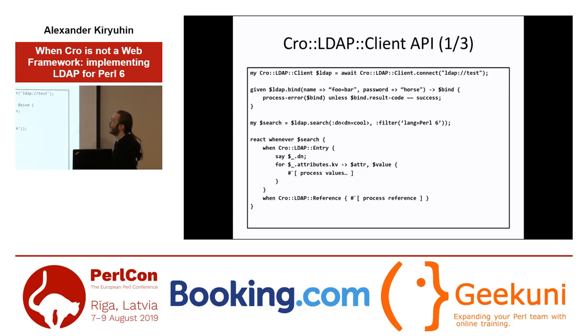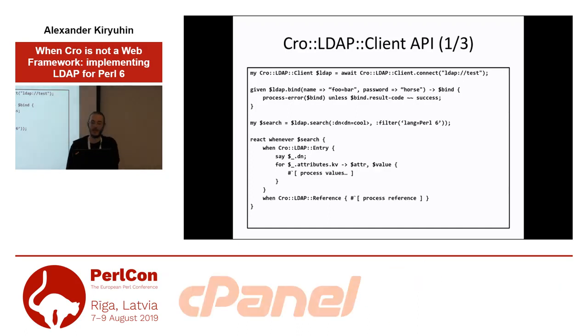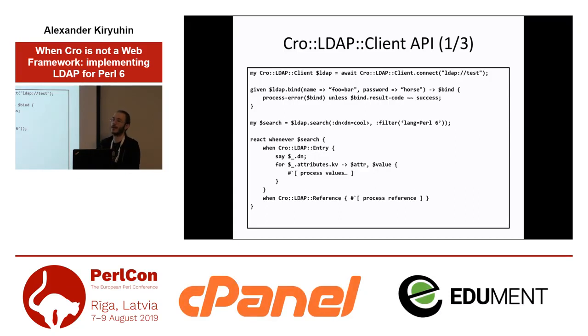And search returns us a supply. Whenever something arrives, whenever we have some entry or reference returned from our server, we can process it. For example, a Cro-LDAP entry represents a single node in this directory. We can inspect its attributes, for example. And when it is a reference, the server told us that, well, I don't know how to process this search, but I know another server who can do that, and we can query it later, of course.